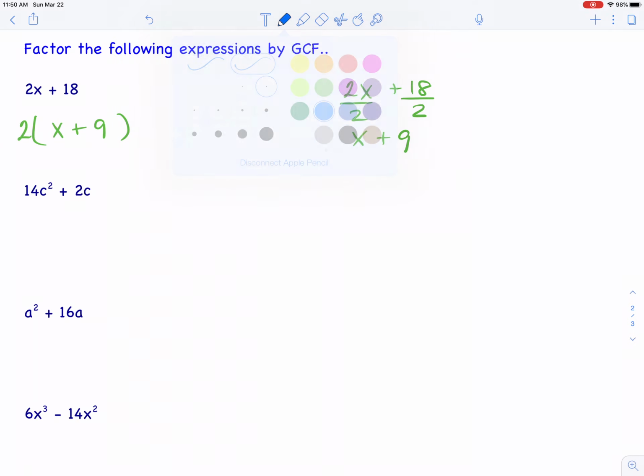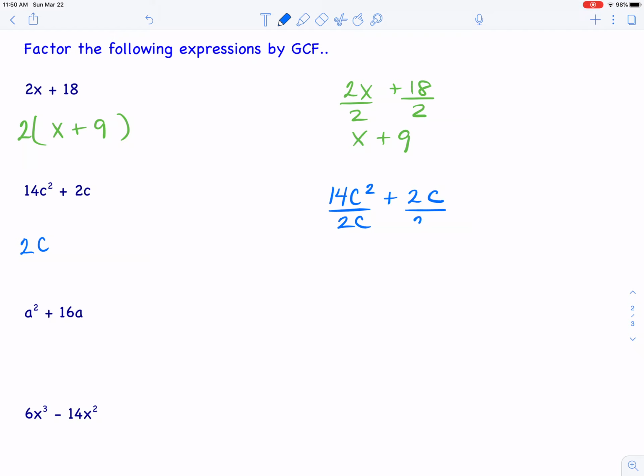In the next example, 14c squared plus 2c. 14 and 2 could both be divided by 2. C squared and c have the common base of c, and the lower exponent is just c to the first. So on the side, I'm going to divide both of those terms by 2c, and that'll get us our second factor. I will get 7c plus, very important, when you divide anything by itself, like 2c divided by 2c, the second term should have just been plus 1. So you get 7c plus 1.